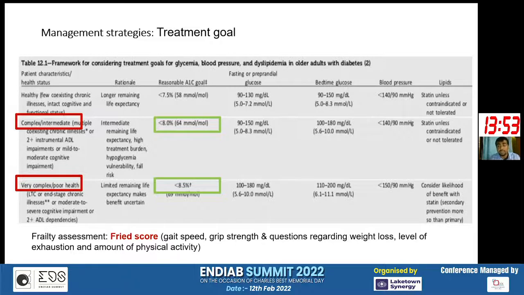And coming to the statin treatment, we have to consider the likelihood of benefit of statin in those patients. Like if the patient has end-stage kidney disease and is not on a statin, then statin should not be initiated because there is very minimal mortality benefit with statins in those patients.